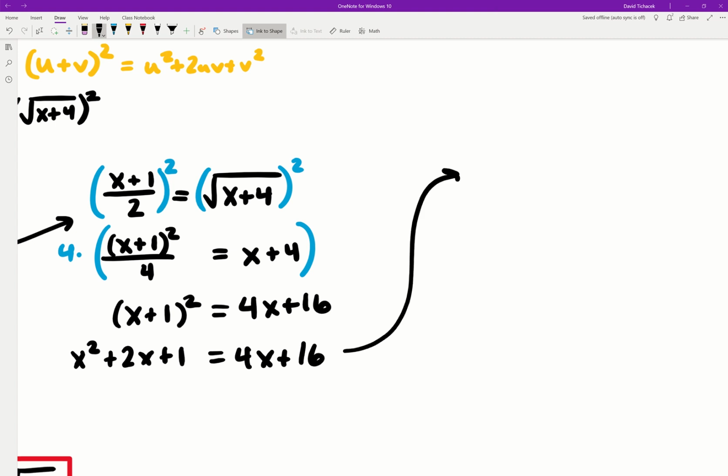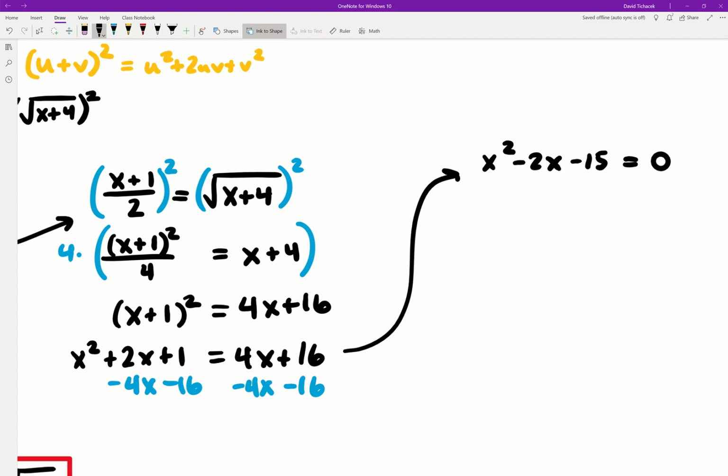And again, continue where I got some room. I might go ahead and subtract the 4x over to the other side, because I've turned this into a quadratic equation. So subtract the 16 over here as well, and you would end up with the following. You would get x squared minus 2x minus 15. That is going to be equal to 0.